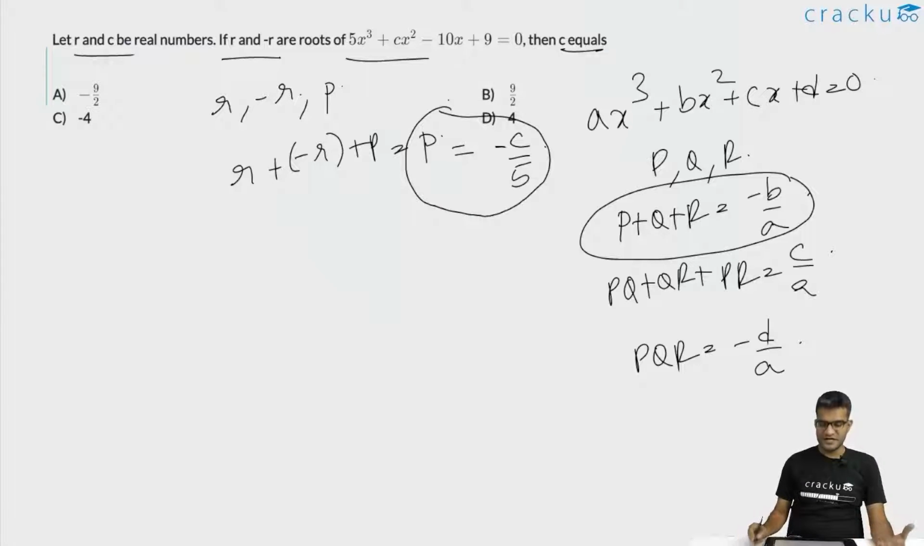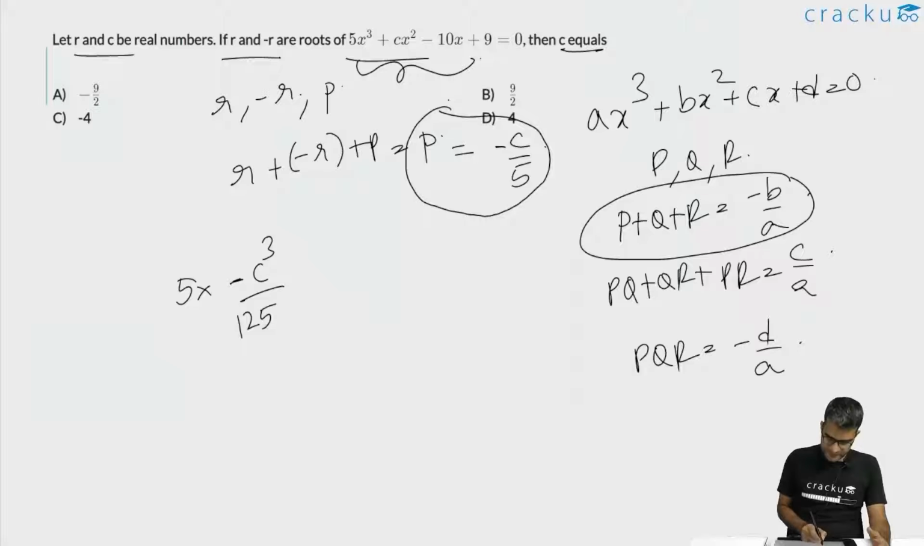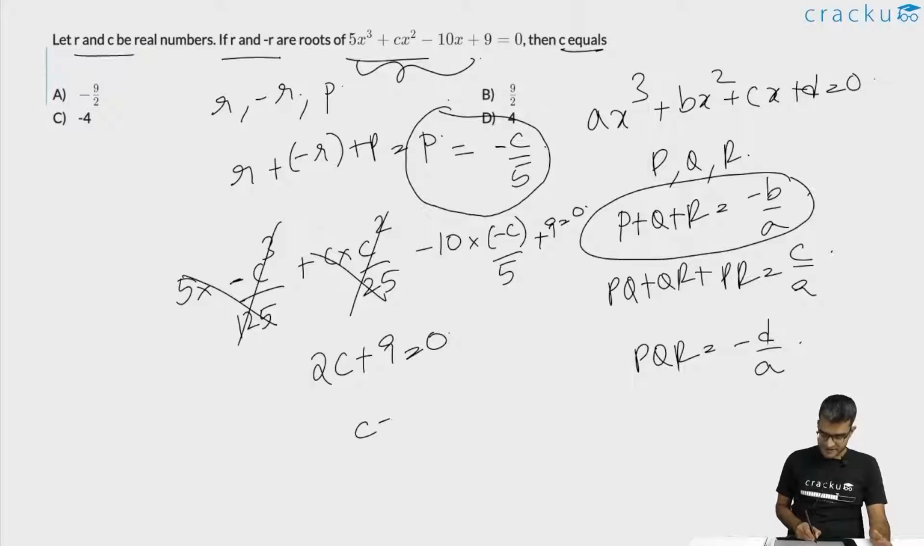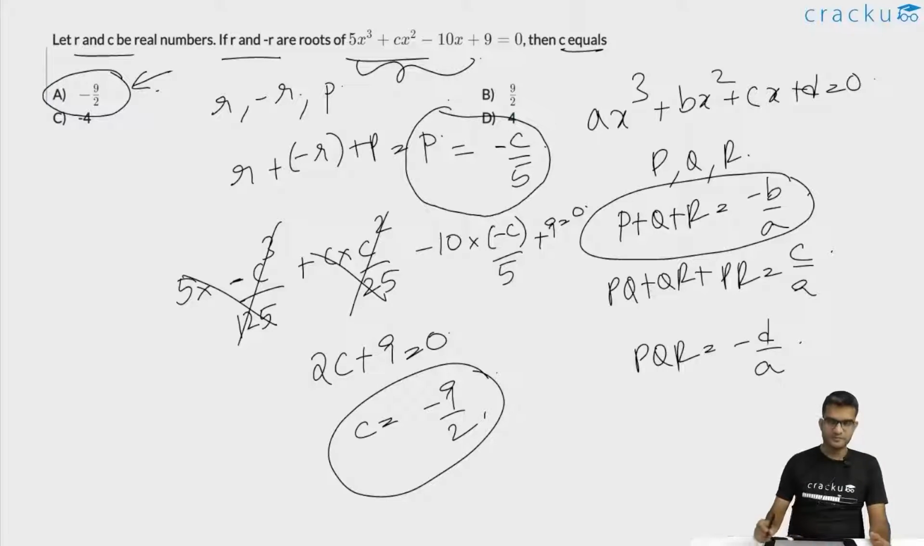Now the third root will also satisfy the given function 5x cube plus cx square minus 10x plus 9 is equal to 0. This would imply that 5 into minus c cube by 125 plus c into c square by 25 minus 10 into minus c by 5 plus 9 is equal to 0. This is minus c cube by 25, and this is c cube by 25. So let us cancel both of them and we are left with 2c plus 9 is equal to 0, or c is equal to minus 9 by 2. So the value of c is option A, which is minus 9 by 2.